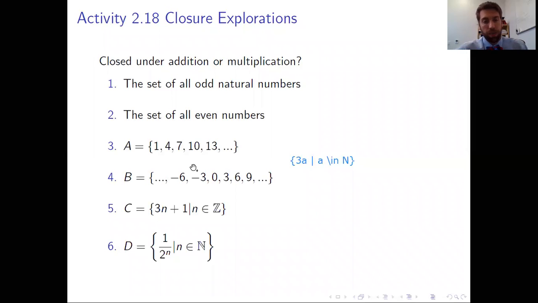D, 1 over 2 to the n when n is a natural number. Okay, well, I can't add these together because, say, n could be 1. So then 1/2 plus 1/2 is 1. So that doesn't work.